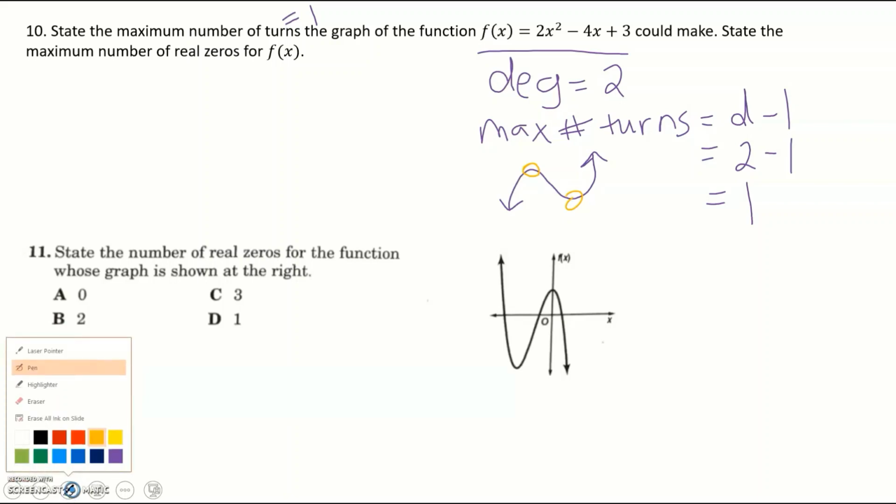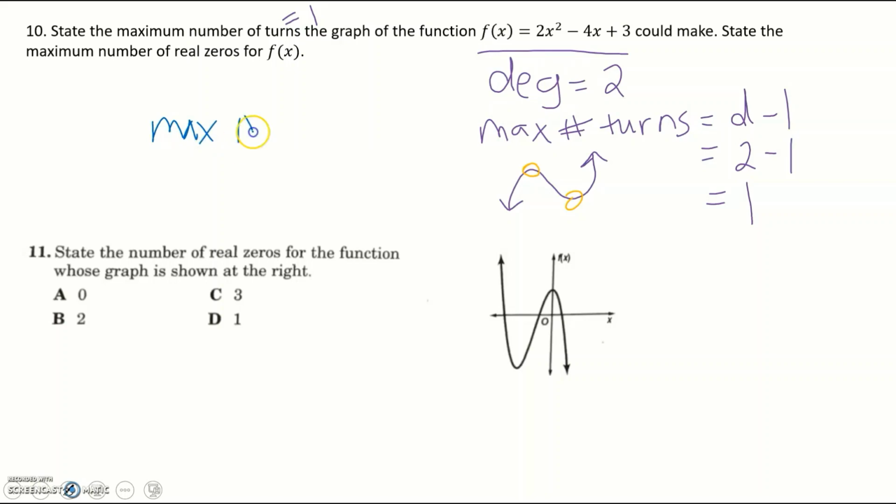And then the other part of that problem, the maximum number of real zeros. Notice how they say real zeros. That is equal to our degree. So that's equal to 2. So our maximum number of real zeros is equal to 2. We could have 2 real zeros. We can have 1 real zero. We could maybe even have 0 real zeros, because you could have imaginary zeros.